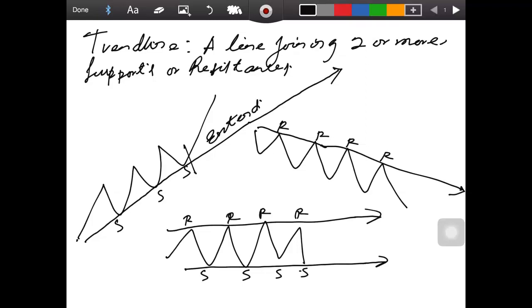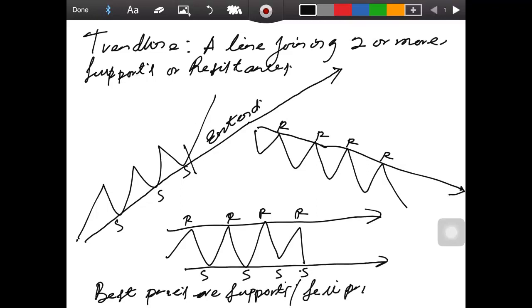Remember the principles. Why are you really learning about price action? Why are you really learning support and resistance? Because the best prices to buy are around supports, while the best prices to sell are around resistances.